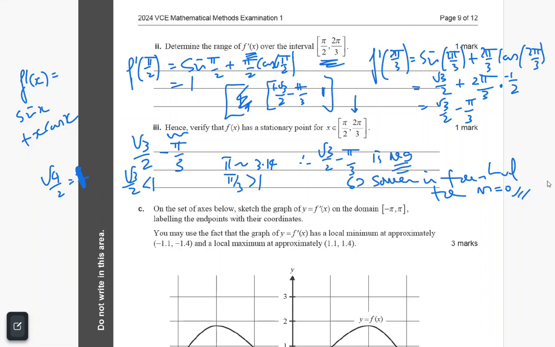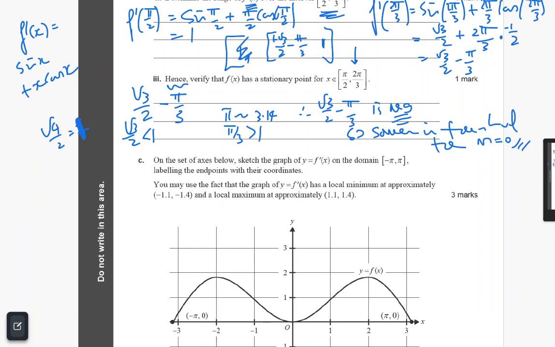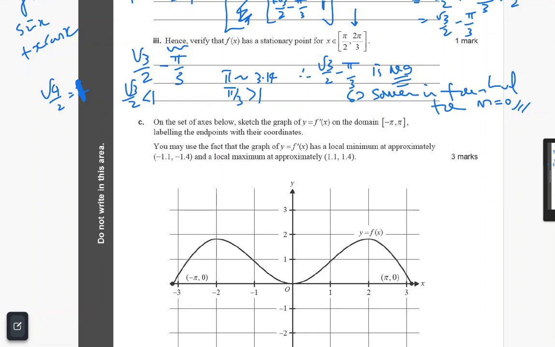Okay? And the last part of the question asks me to graph the derivative. And they tell me that at negative 1.1, it's negative 1.4. And at 1.1, it's 1.4. And I know that it is 1 at pi on 2. Pi. And, okay. And what else do we know?